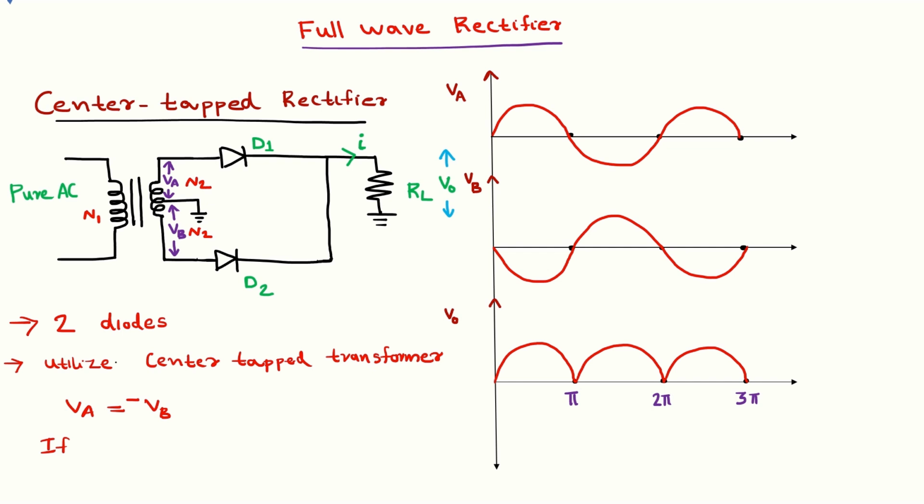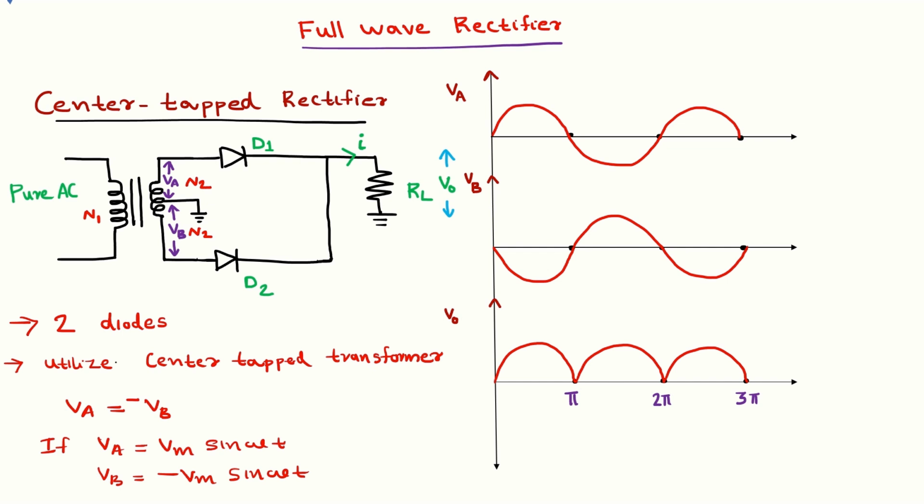Usually we represent an AC signal in the form of a sinusoidal expression. So if VA is equal to Vm sine omega t, then I can write the voltage across the second half of the secondary winding as VB equal to minus Vm sine omega t. Okay, these two diagrams of VA and VB are shown on the right hand side.